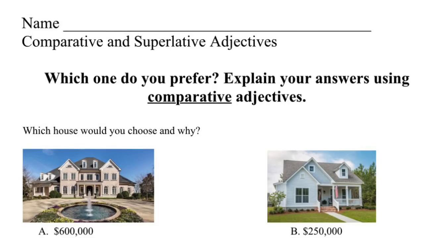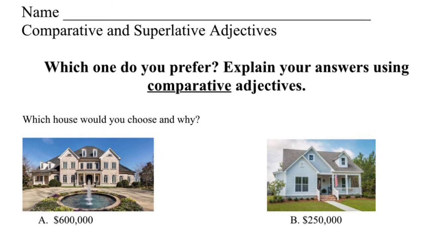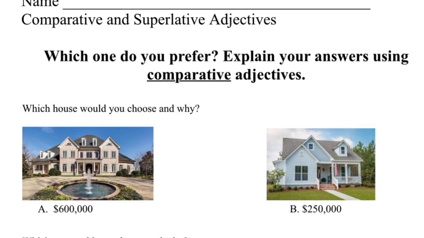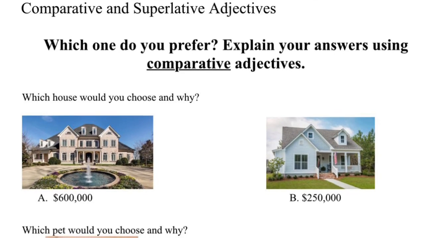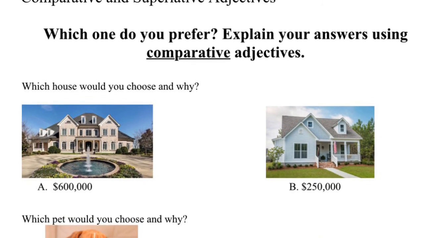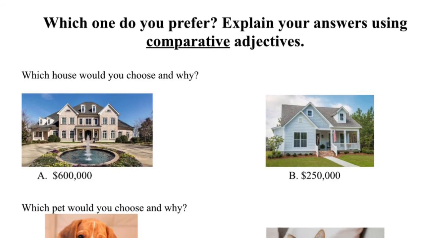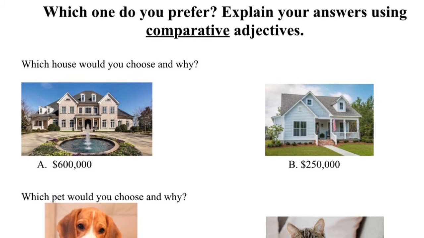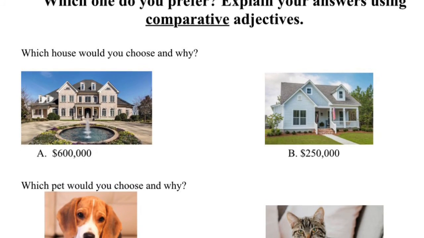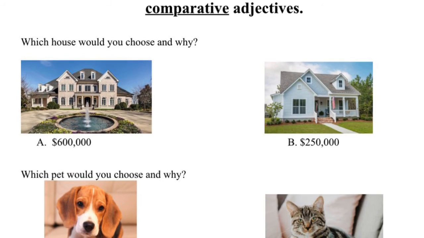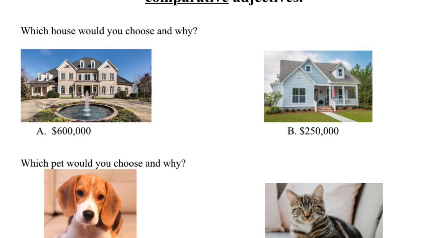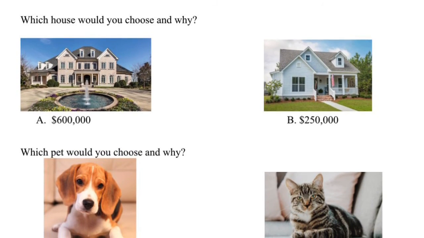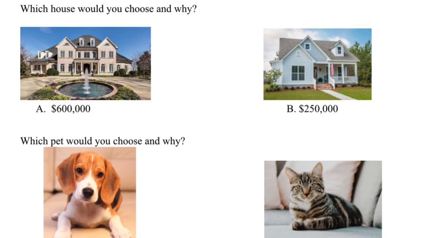Now it's your turn. Take a look at page 4 in the document that I sent you. It looks like this. In your Flipgrid video, please compare the following things. Which house would you choose and why? Here, you're going to use comparative adjectives. For example, I would choose to live in house B because it is cozier than house A.